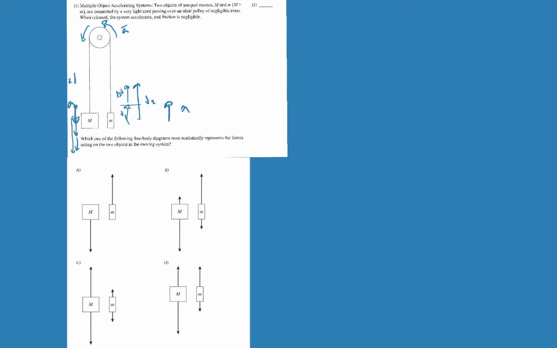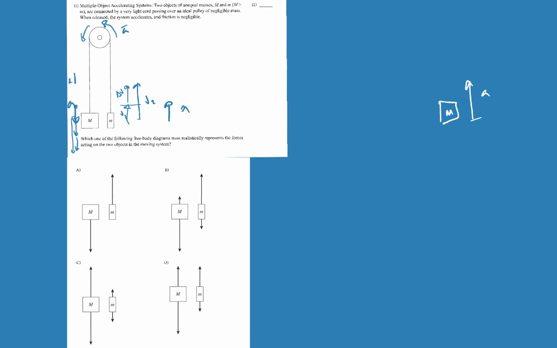So when the system is released, it accelerates and friction is negligible. Which one of the following free-body diagrams most realistically represents the forces acting on the two objects? Okay, the object little m is accelerating in this direction. What does this mean?